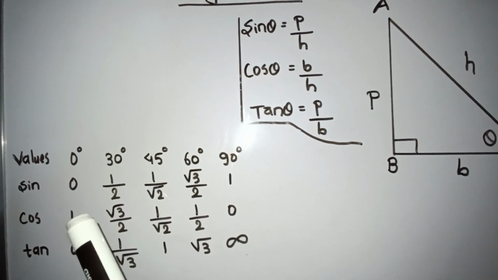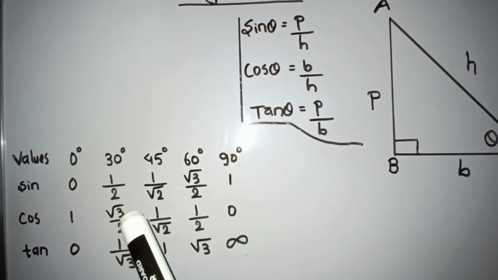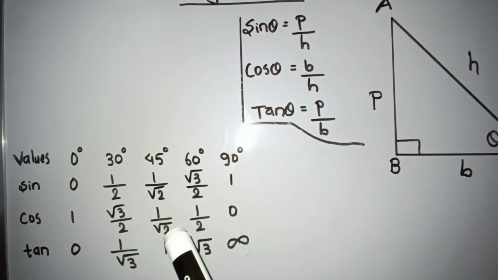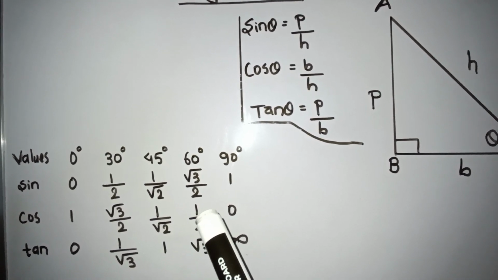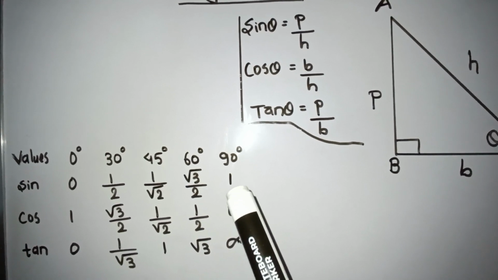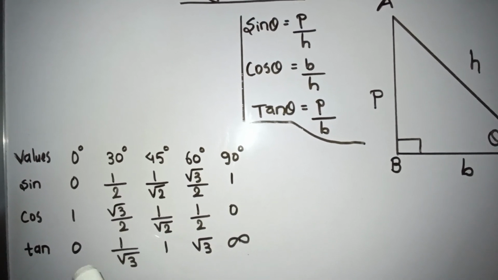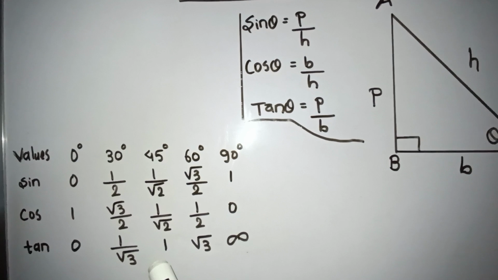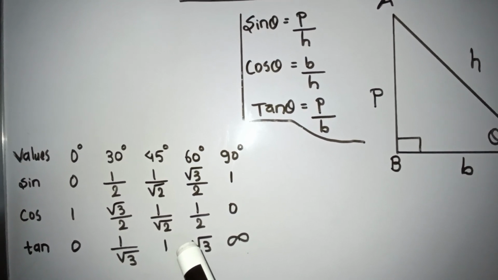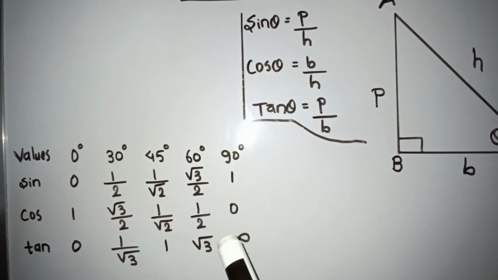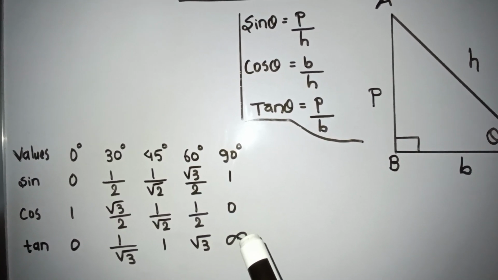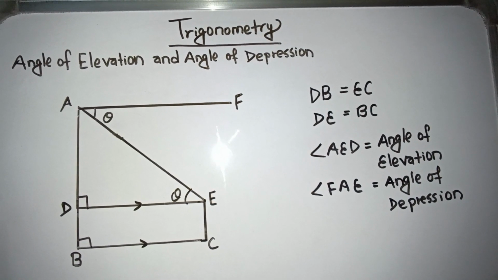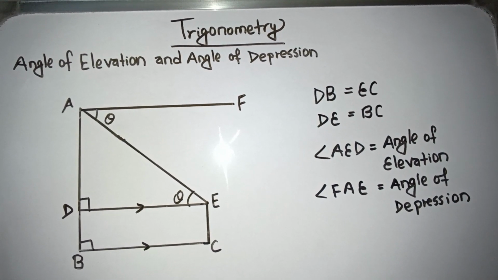Similarly, cos 0 degree is equal to 1, cos 30 degree is equal to root 3 by 2, cos 45 degree is equal to 1 over root 2, cos 60 degree is equal to 1 over 2, cos 90 is equal to 0. And tan 0 degree is equal to 0, tan 30 degree is equal to 1 upon root 3, tan 45 is equal to 1, tan 60 degree is equal to root 3, and tan 90 degree is equal to infinity.